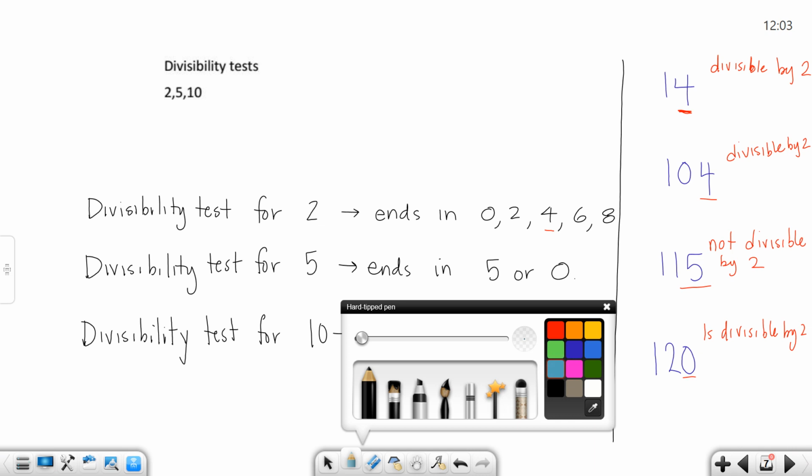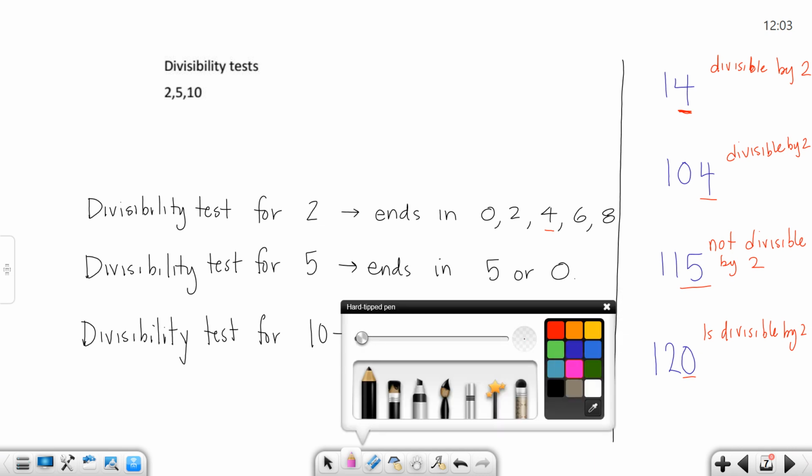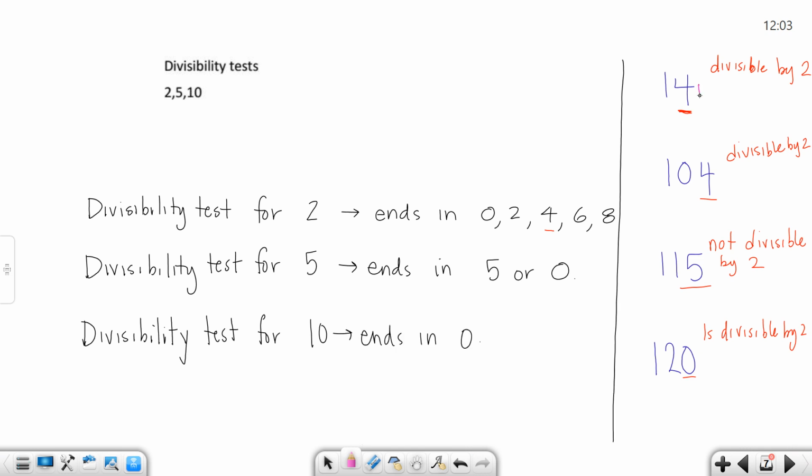So let's go back through these again. I'm going to color these blue. Already used blue. Let's go with pink. Okay, let me start back over. It's been a long week, so sorry. Not divisible by 5. That's the number we're going by here. The reason it's not divisible by 5 is it doesn't end in a 5 or 0. So this is not divisible by 5.